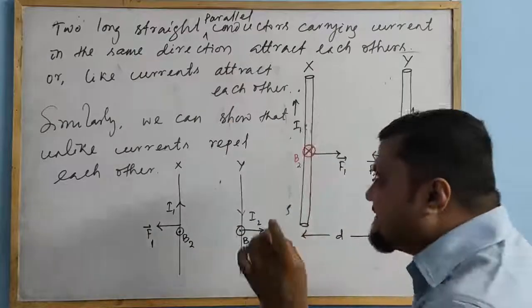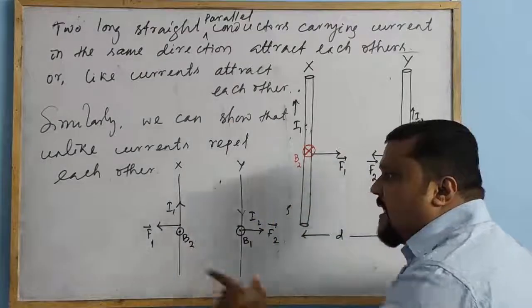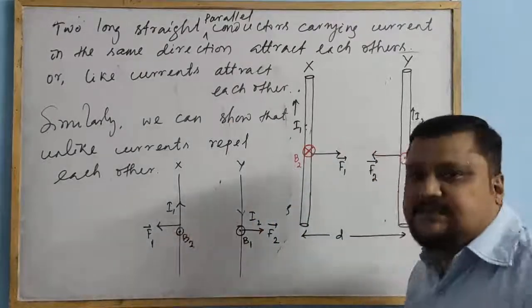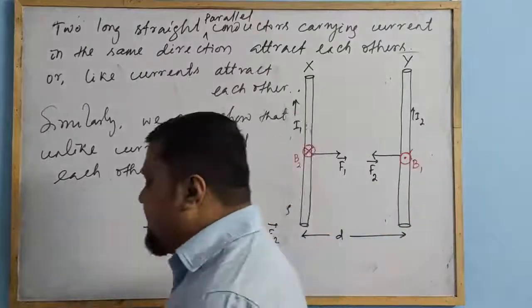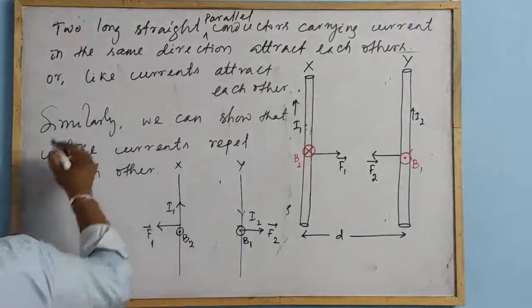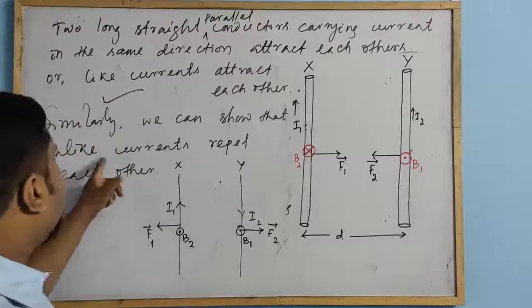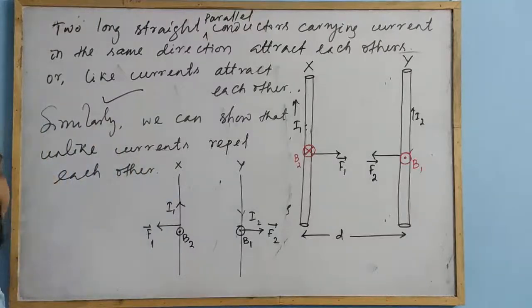They are in the same direction, perpendicular inward. So the force will be opposite. Clear? Force will be opposite. Clear? So remember this. Similarly, you can show that unlike currents repel each other.